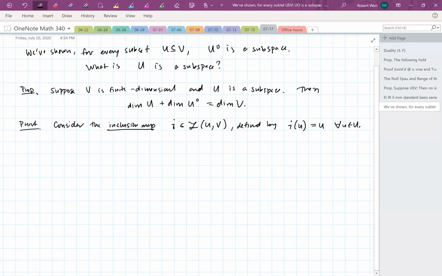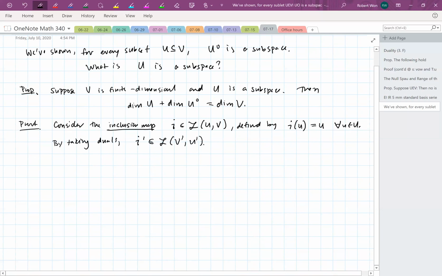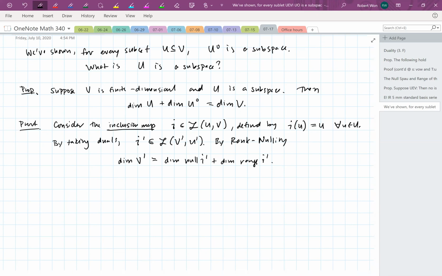Okay, and by taking duals, we know that the dual of the inclusion map is a linear map from V dual to U dual. Everything in sight is finite dimensional, right? I assume that V is finite dimensional. That means that U is finite dimensional. That means the duals of both of those things are finite dimensional. So we can use the rank nullity theorem. The rank nullity theorem applied to I dual gives that the dimension of the domain is equal to the dimension of the null space of I dual plus the dimension of the range of I dual. Now we just need to think about what are the null space and the range of I dual.